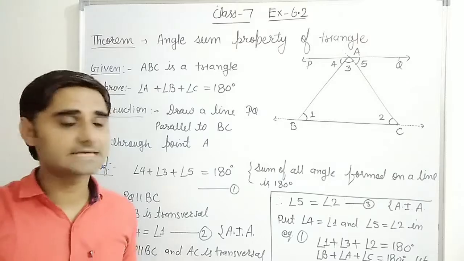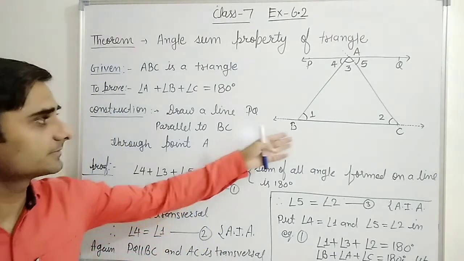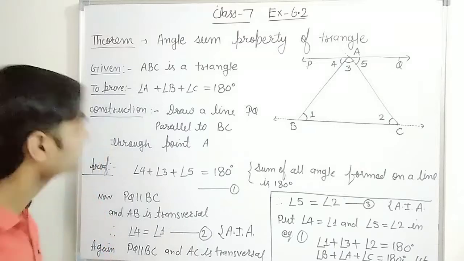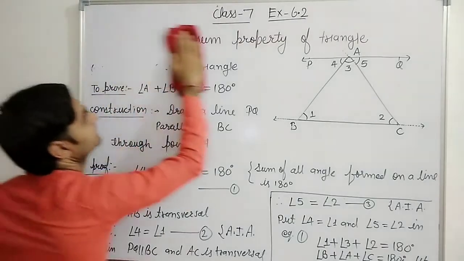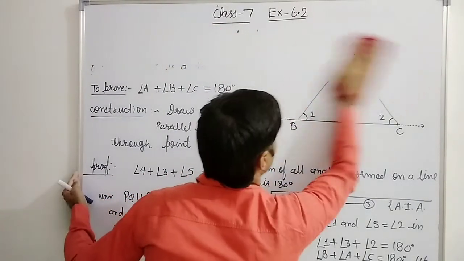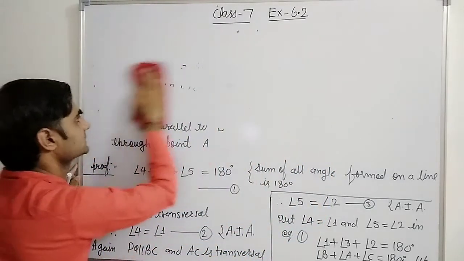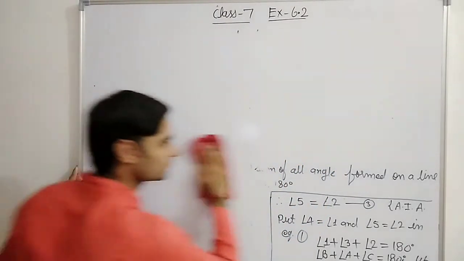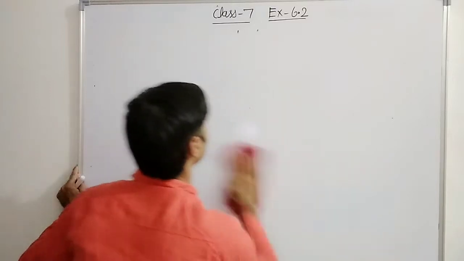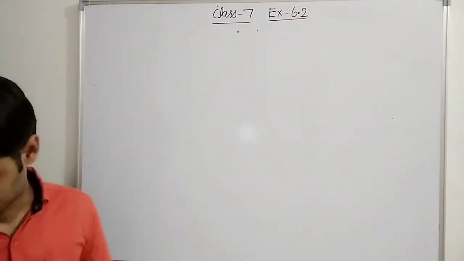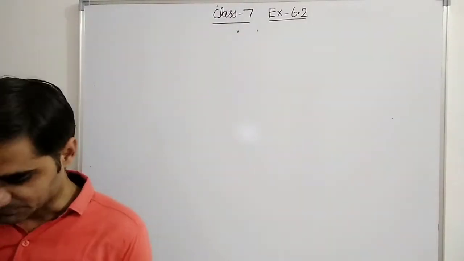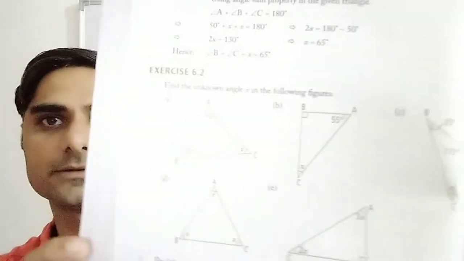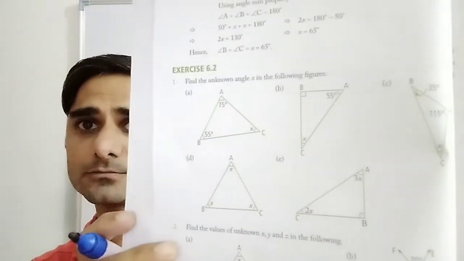So students, in this exercise questions are based on this theorem, are very easy. You will see, then you will understand them easily. So first I am erasing this, then we will do the questions. Now we know very well that sum of interior angle of our triangle is equal to 180 degree. Okay, like see in 6.2 question number 1, you can see your book. Here questions are given. Okay, I'm showing here, you can see.